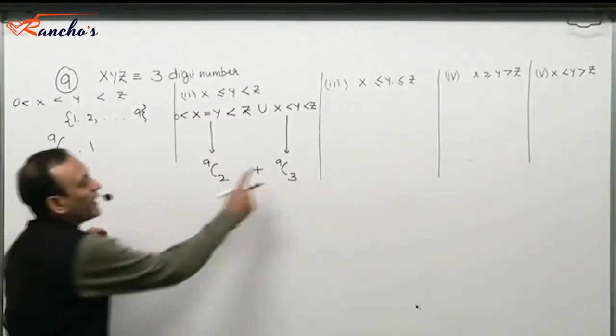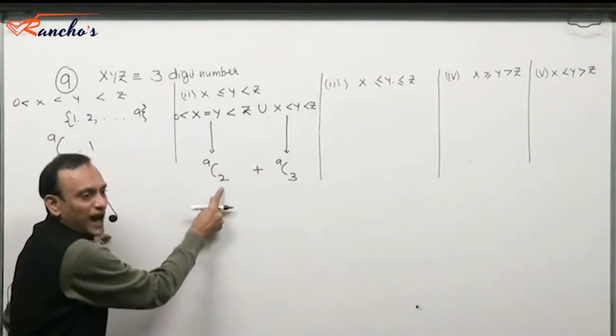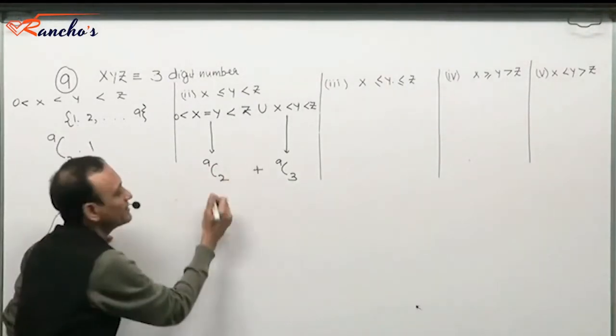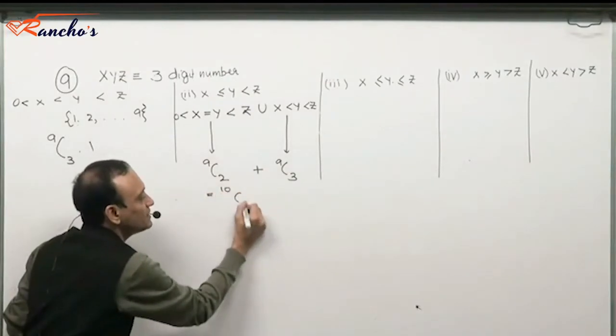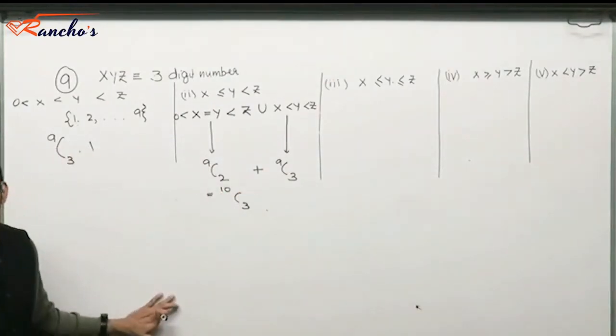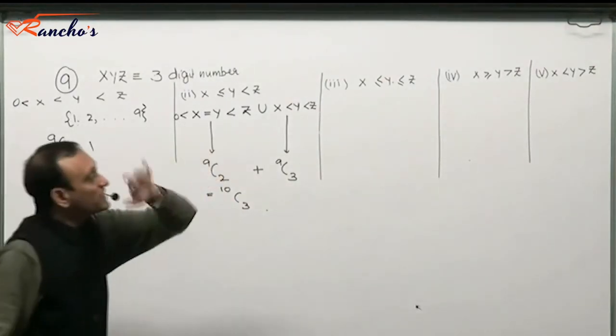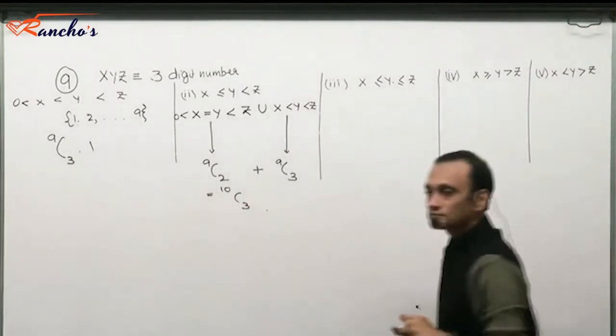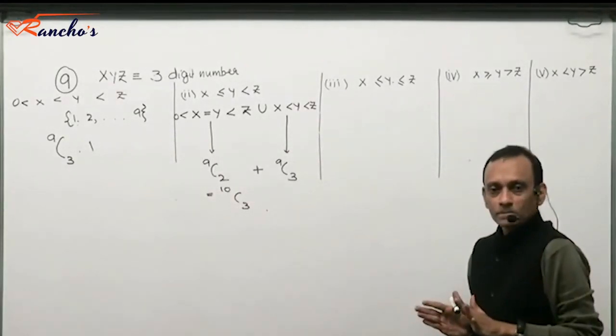Yes or no? nCr plus nCr minus 1 is n plus 1 Cr. So this can be written as 10C3. Let's look at the next one. So far so good, right?